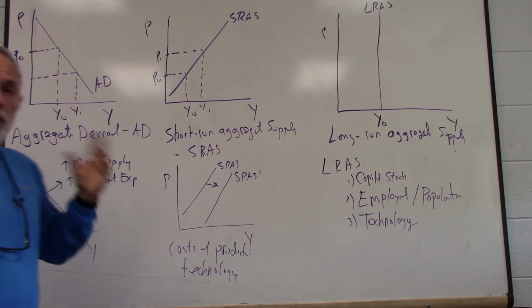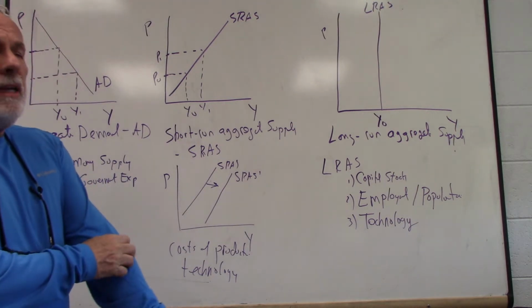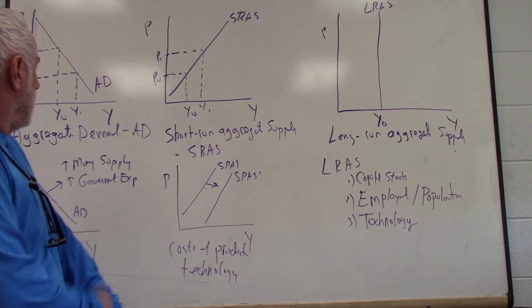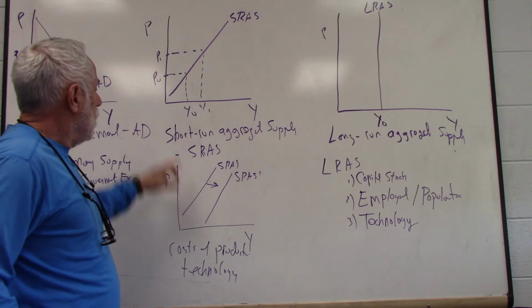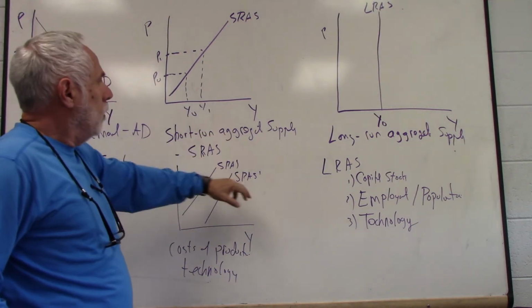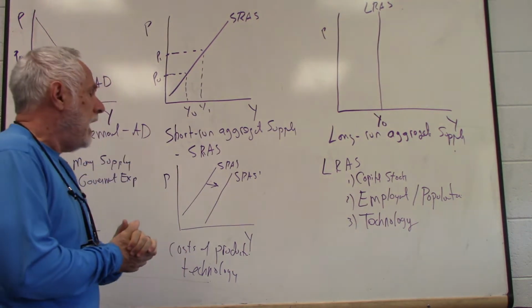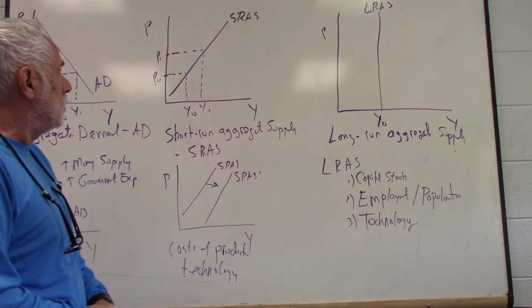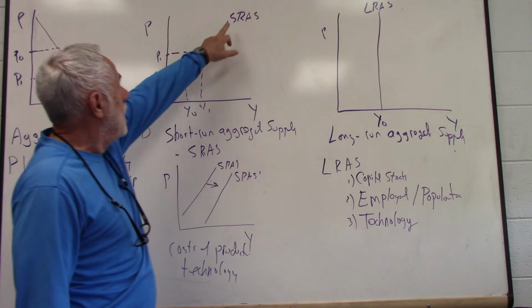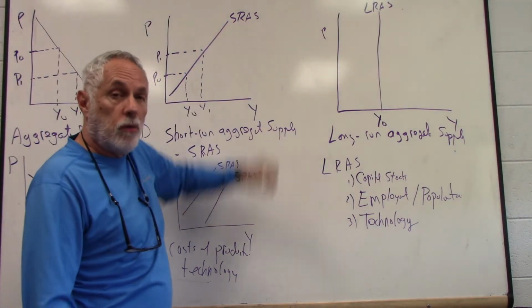Now we have to look at supply in this model. And supply in this model consists of short-run aggregate supply and also long-run aggregate supply. So we break up supply into two factors. And so let's first look at short-run aggregate supply. And the acronym we're going to use is SRAS, short-run aggregate supply.